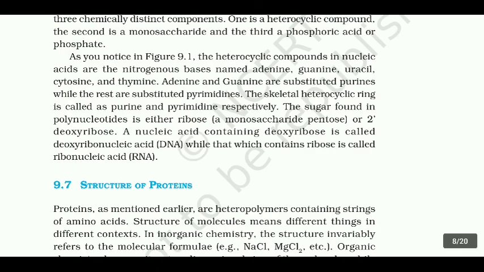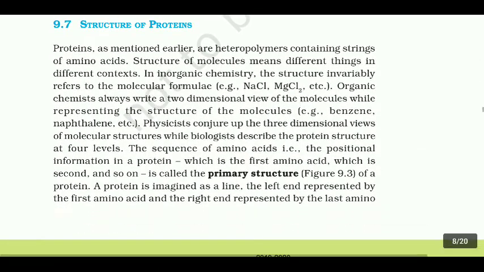9.7 Structure of proteins. Proteins, as mentioned earlier, are heteropolymers containing strings of amino acids. The structure of molecules means different things in different contexts. In organic chemistry, the structure invariably refers to the molecular formula, for example NaCl, MgCl2. An organic chemist always writes a two-dimensional view of the molecules while representing the structure of the molecules, for example benzene, naphthalene. A physicist conjures up the three-dimensional views of molecular structures, while biologists describe the protein structure at four levels.